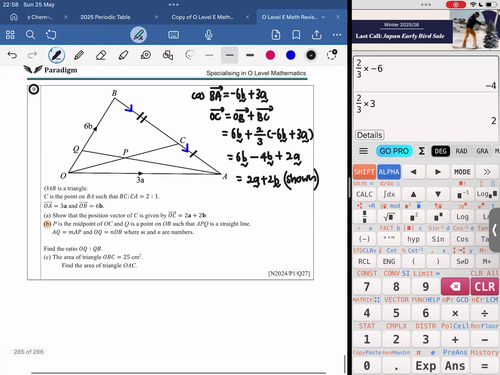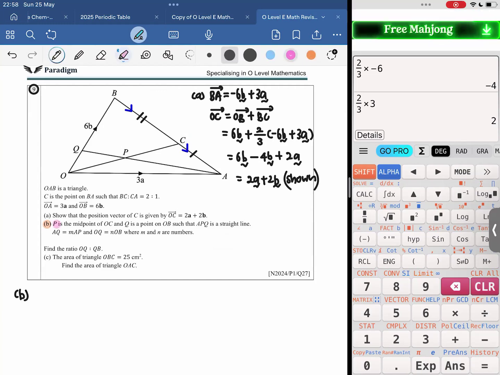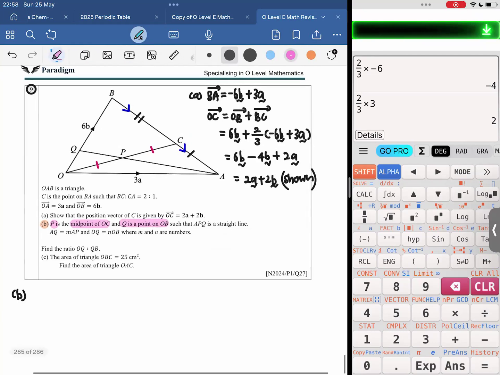Part B has never come out so scary before, but what I want to do is try to apply what we know. We need to do a little bit of substitution. So what I have is, P is the midpoint of OC. Let's just put it down like that. Then Q is a point on OB such that APQ is a straight line. Let's see what they mean.